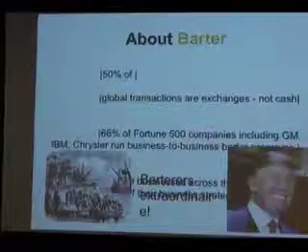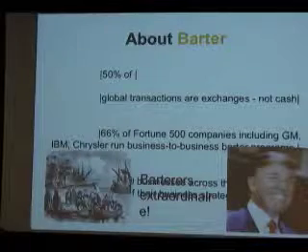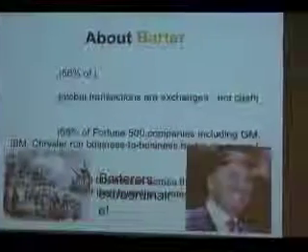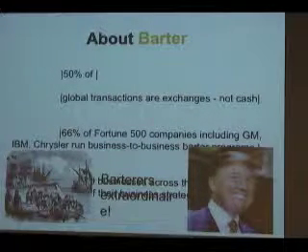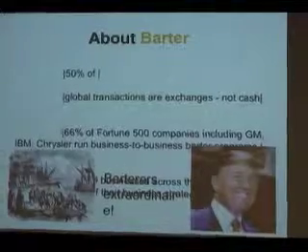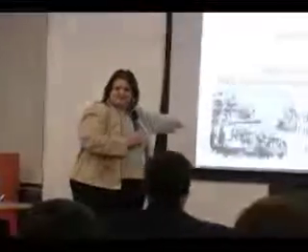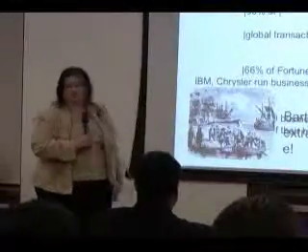All right, 50% of all global transactions are exchanges, not cash. If you look at the entire world, our history is barter. We are not a cash society. We are now, but historically we are not, nor are we globally. 66% of the Fortune 500 companies also use barter on a regular basis. That includes General Motors, IBM, Chrysler, and at the bottom we've got a picture of the Pilgrims, or the Dutch, coming in and buying Manhattan Island on barter, and Donald Trump over there, he builds now on Manhattan Island on barter.